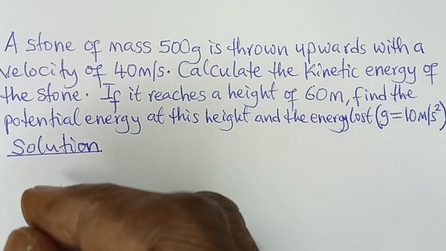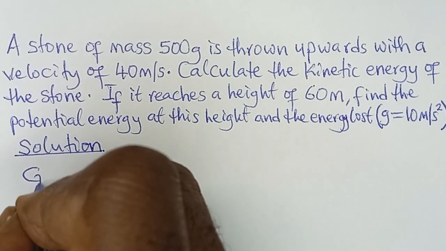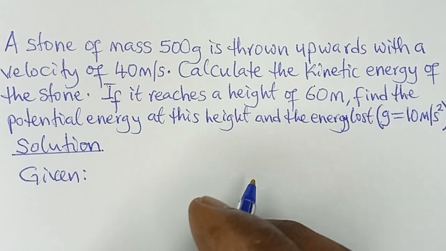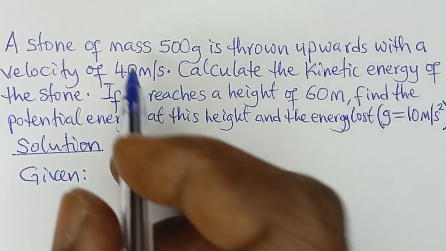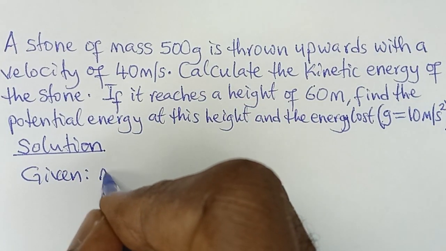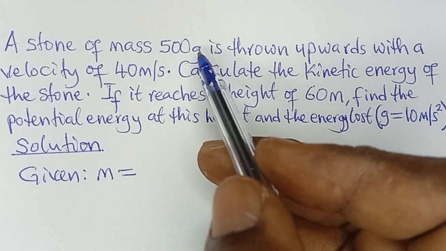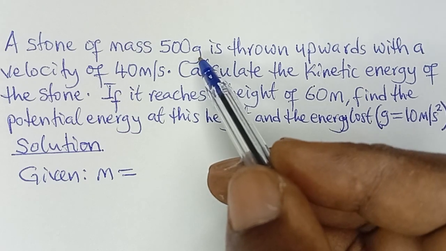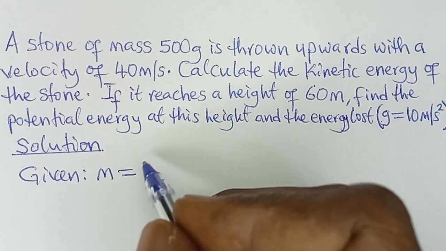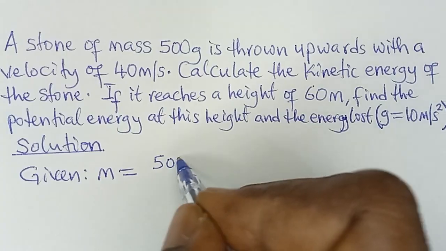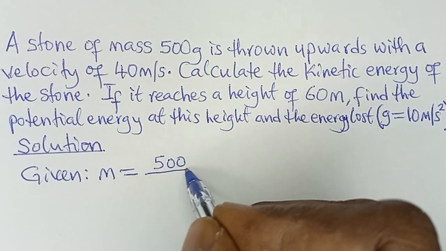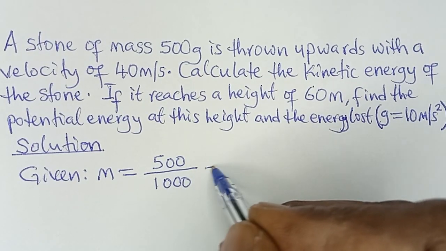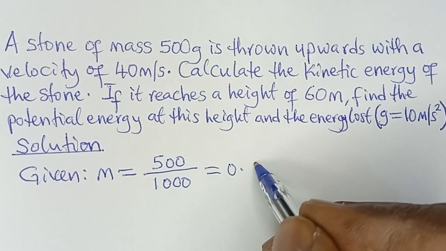Now, I'd like to start by stating the quantities that were given in the question. First of all, we are given the mass of the stone, M is equal to, the mass is in gram, but it is not the SI unit in physics. The SI unit of mass is kilogram. So we have to convert that 500 gram to kilogram. In order to convert gram to kilogram, you simply divide by 1000. So when we divide this by 1000, it's going to give us the mass as 0.5 kilogram.